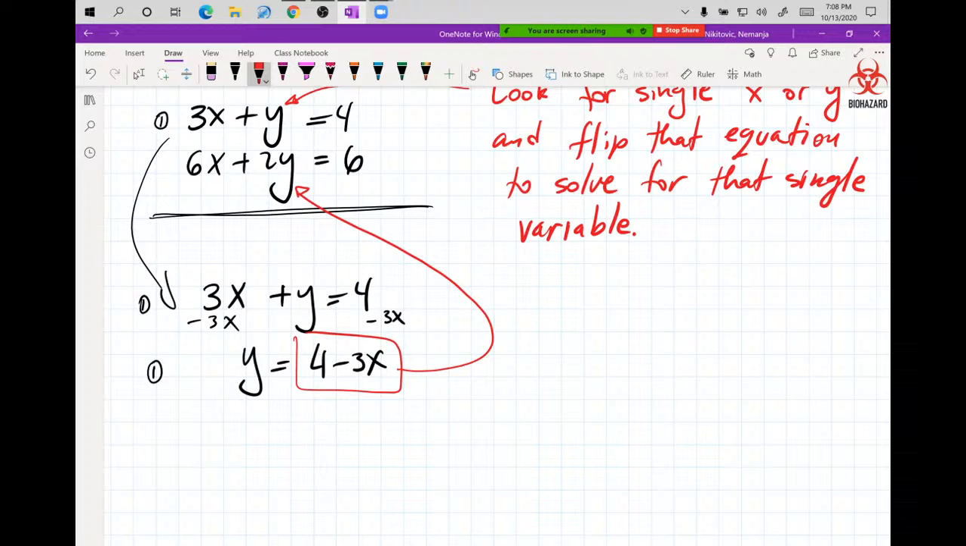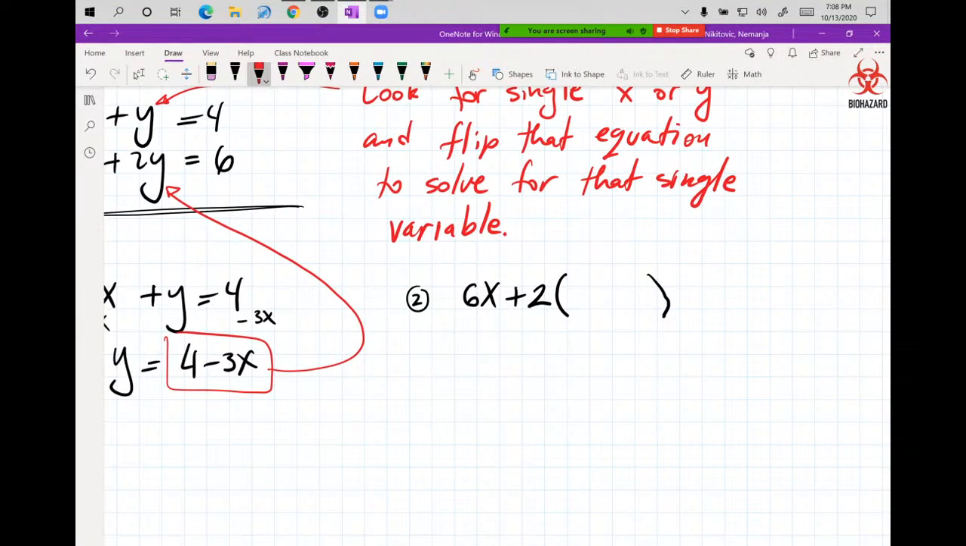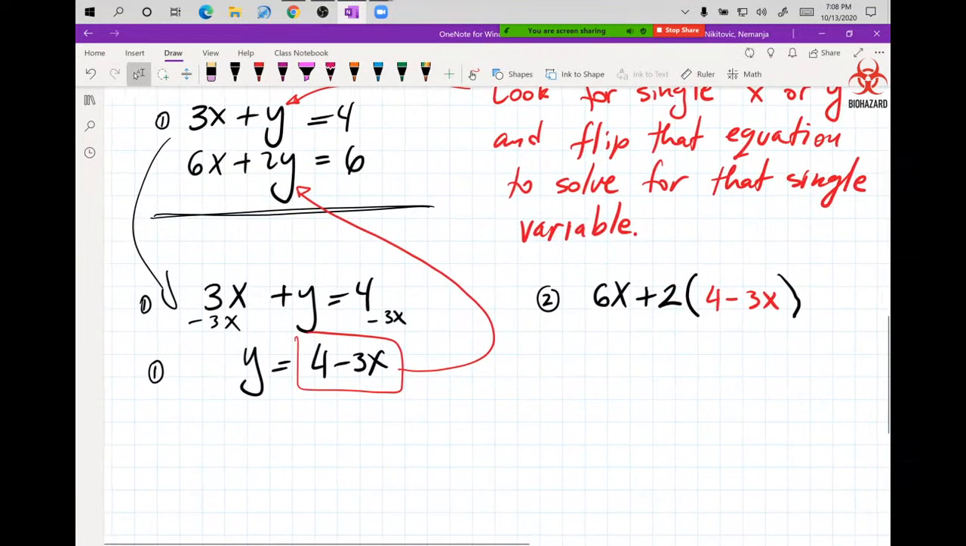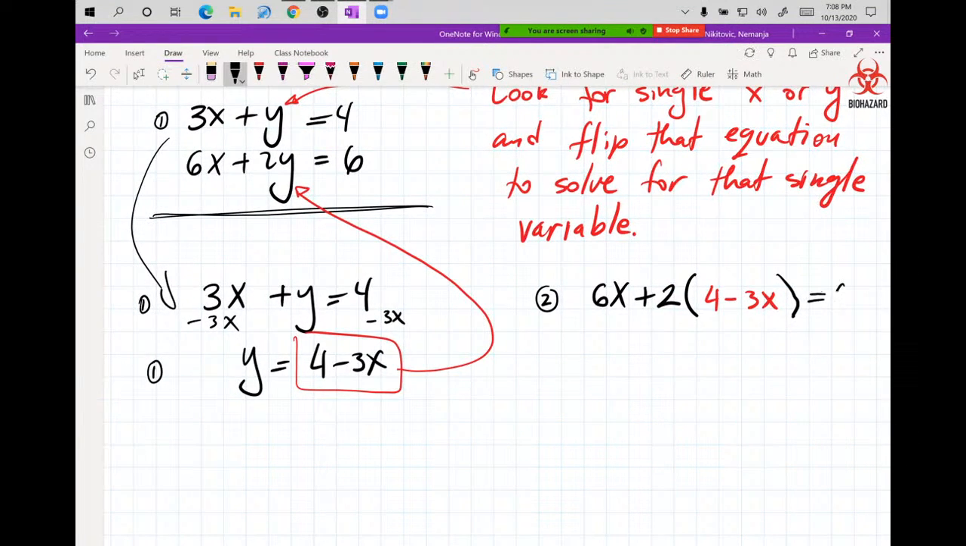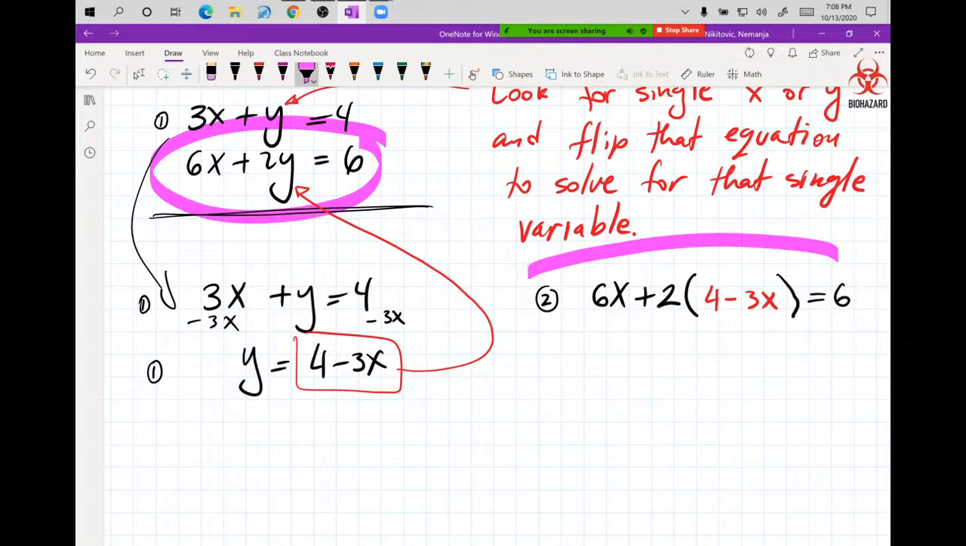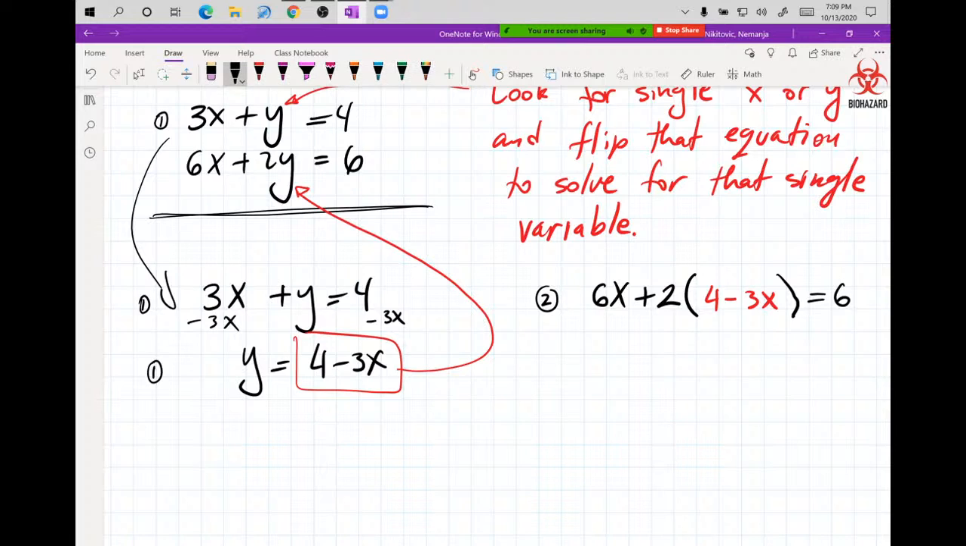So now in our case, over here we have our equation number 2, which says 6x plus 2 times, and now our y is this 4 minus 3x, and that all is going to be equal to 6. So if you compare these two equations, it's the same equation except the y is replaced by 4 minus 3x. And now all we need to do is to solve this. We have 6x plus, when I distribute, 8 minus 6x equal to 6.